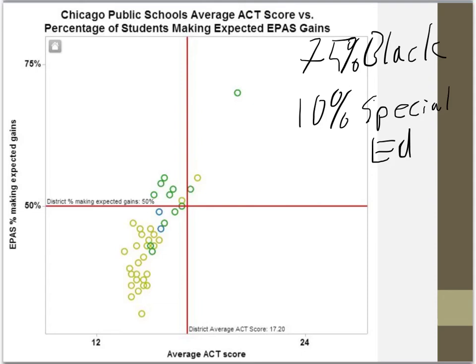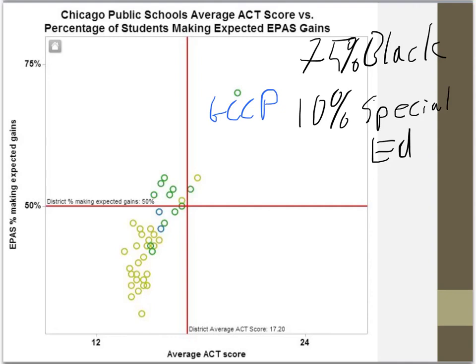There's that one lone dot up there. Who do you think that is? That's us. All right. This data does not include Johnson College Prep because their ACT scores hadn't been published. The first time they took the ACT officially was last week.